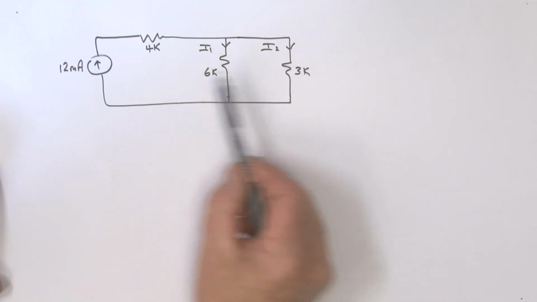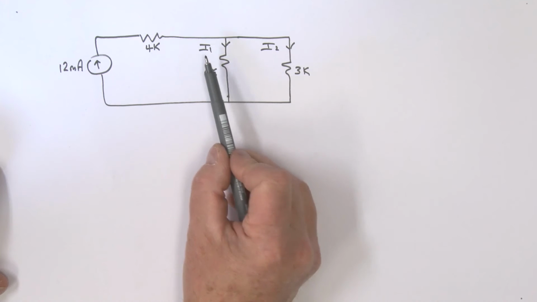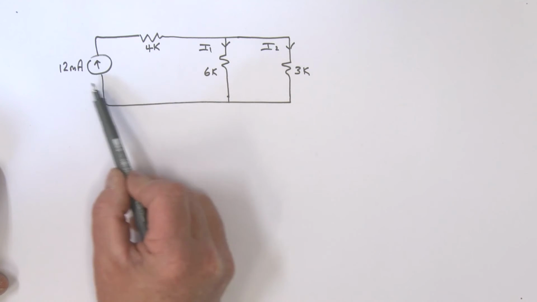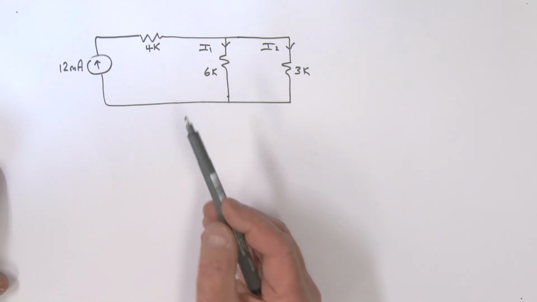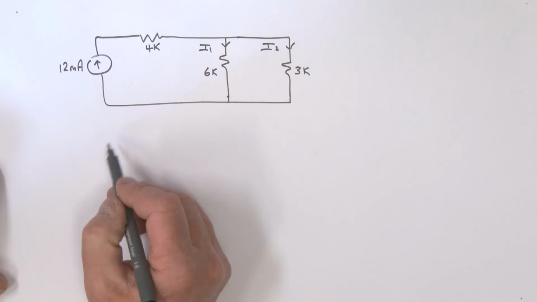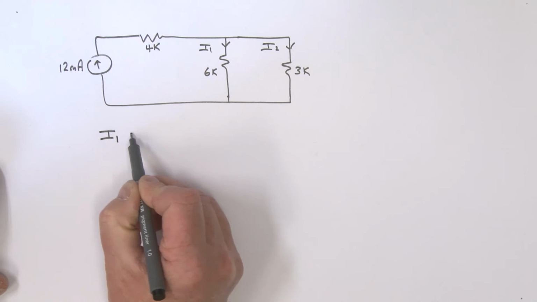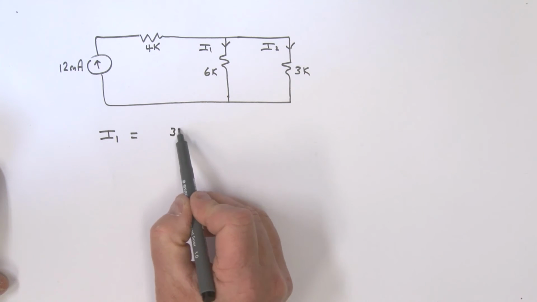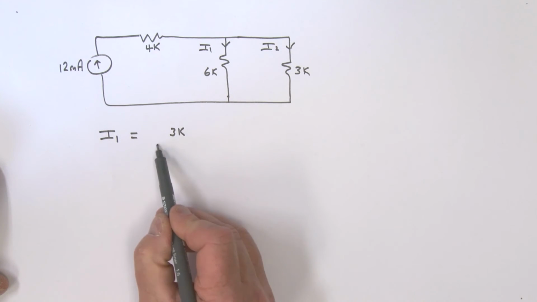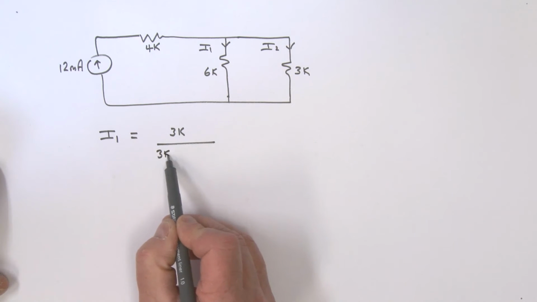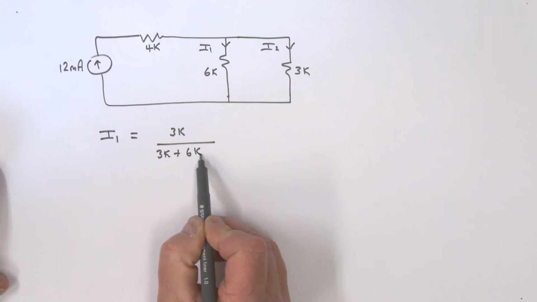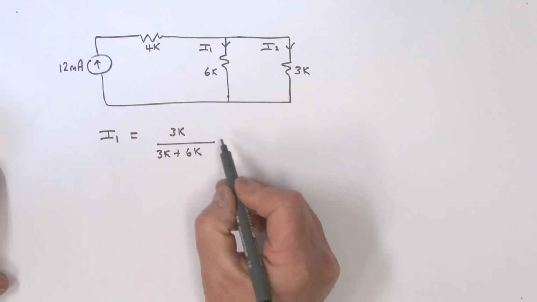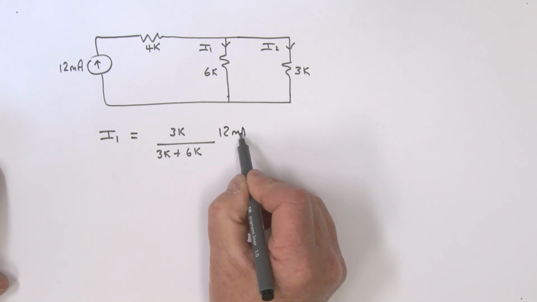All right, let's have a look at this example. What we want to do is find the current I1 and also find the current I2. We've got a current generator sitting over here, okay? So using the current divider relationship, we can say the current I1 is equal to what? Take the opposite resistor, which is 3K. Divide by the sum of the two, which is the 3K plus the 6K. And what am I multiplying by? The current, which is this 12 milliamps, okay?